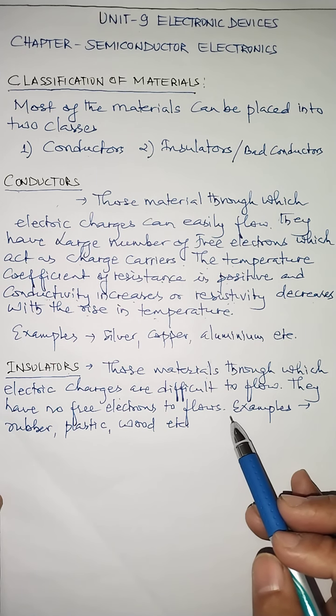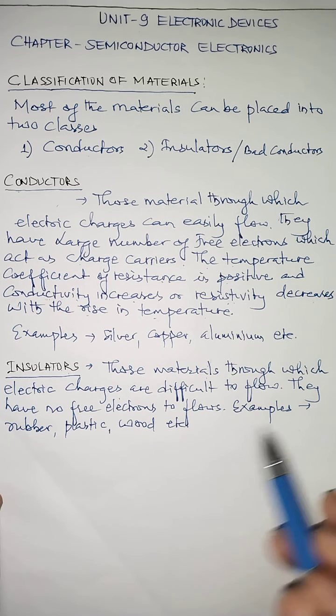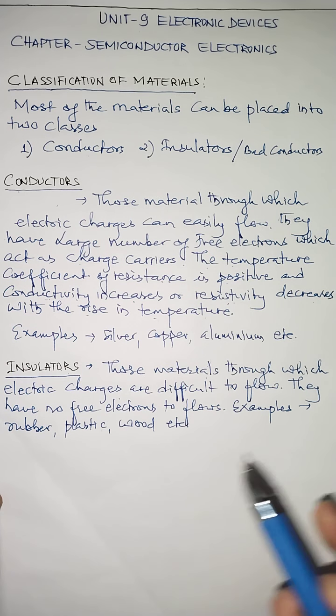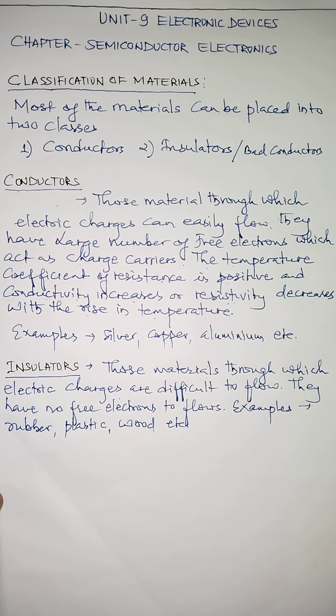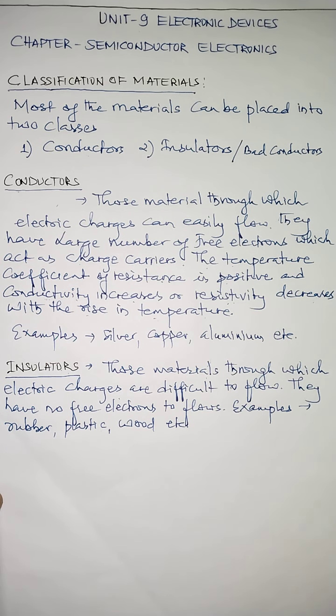Now, there are many examples of insulators, or as we also call them, bad conductors. Common examples are rubber, plastic, wood, etc. These are examples of what? Insulators. However, between conductor and insulator, there are certain materials.